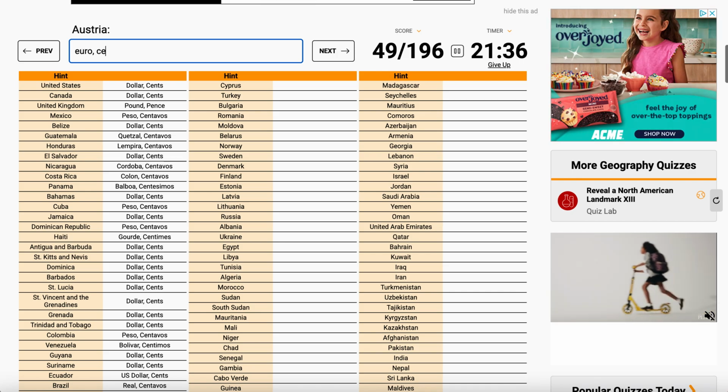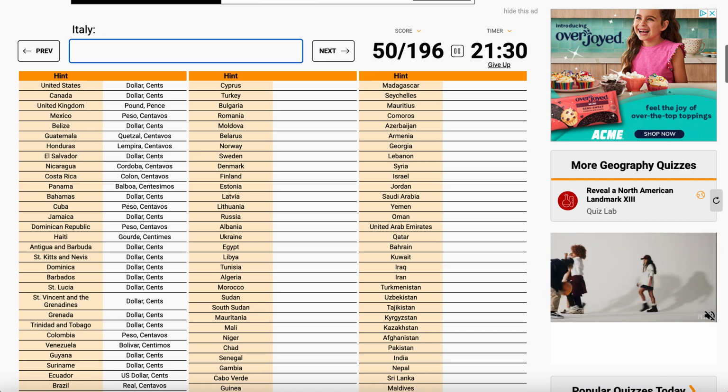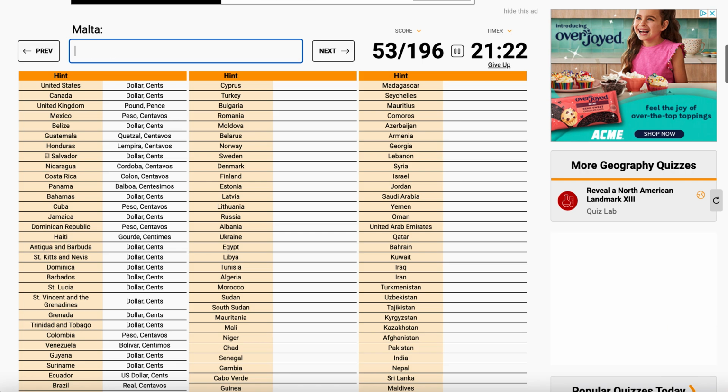Austria, euro cents. I mean, I'm going so quickly, it's kind of messing with my brain a bit. Italy, euro cents. San Marino, euro cents. Malta, euro cents. A bunch of those countries used to use the lira. Slovenia, euro cents, used to use the taler.